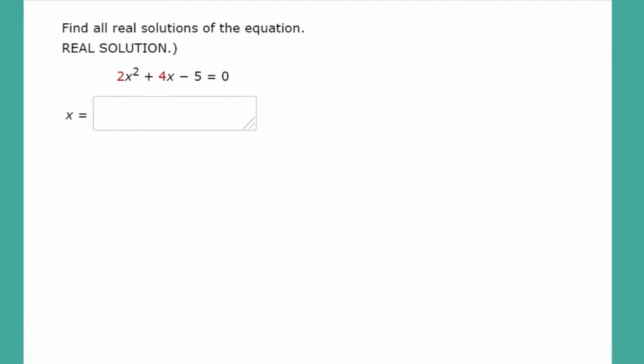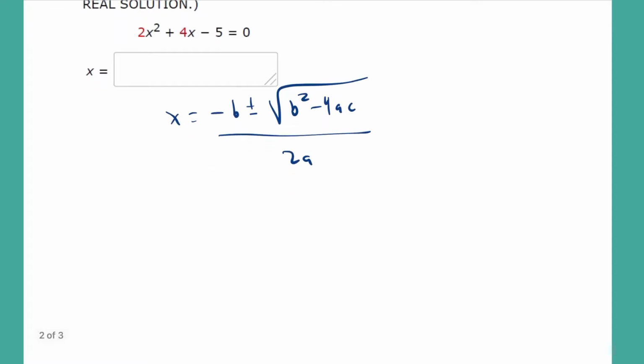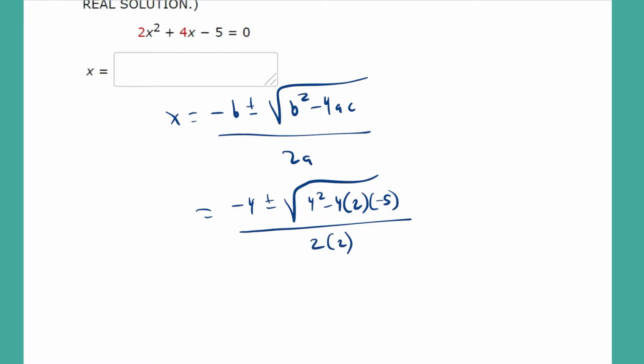This time they say find all the real solutions, which means you can use any method you like. I always recommend the quadratic formula. I think it's a little easier than completing the square, but if you like completing the square, you're more than welcome to do it that way. Or you can even try factoring. I'm going to go ahead and plug in these values. So negative 4 plus or minus the square root of 4 squared minus 4 times 2 times negative 5, all over 2 times 2.